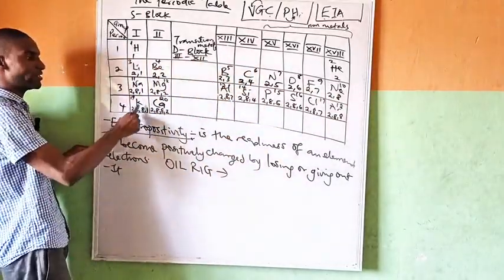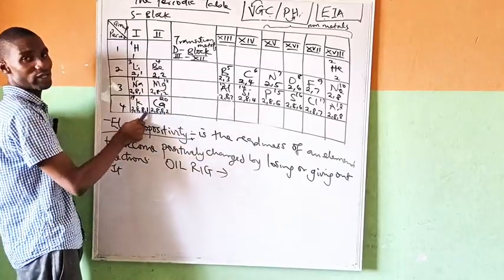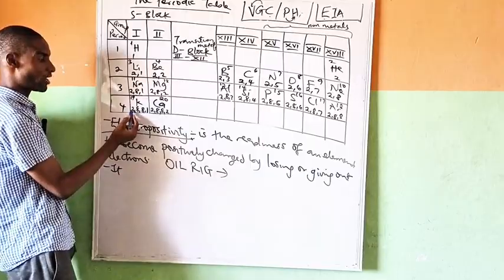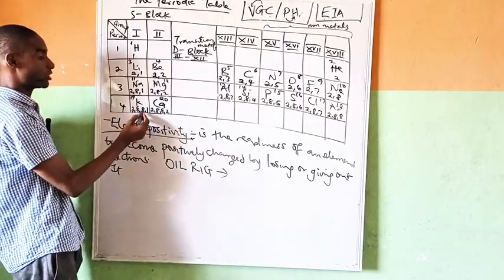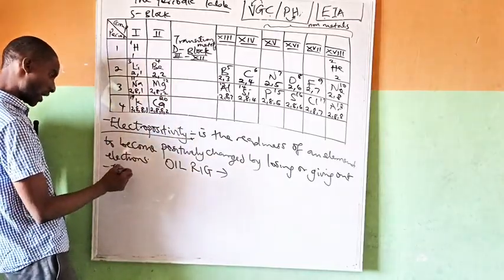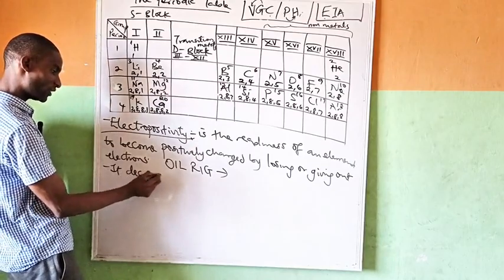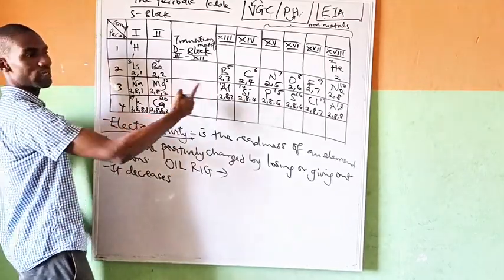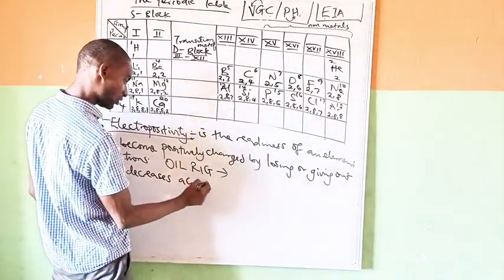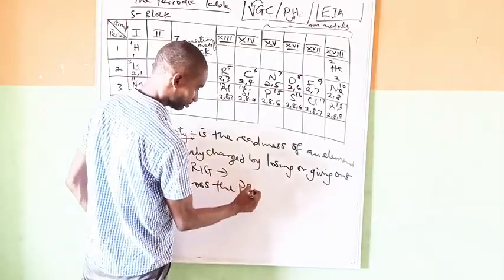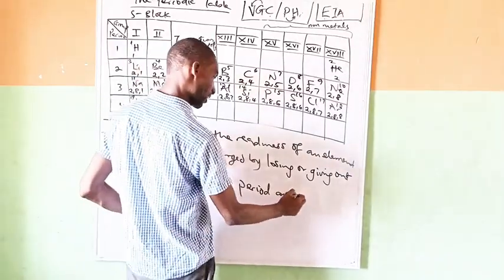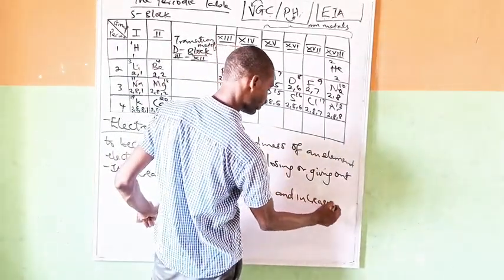Now this property is higher here, very low here. These guys are more ready to lose electron. This guy is ready to lose electron and become positively charged. So it's easier for it to have 2, 8, 8 than to kidnap 7. So it's ready to give out 1. So if it's higher here and very low there, there is decreasing across the period. It decreases across the period and increases down the group.